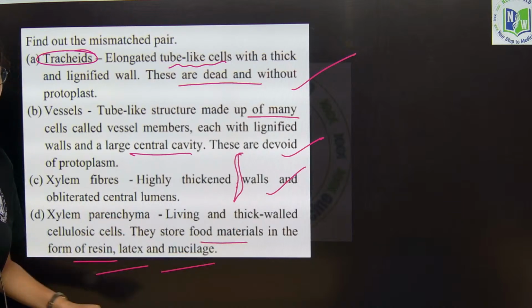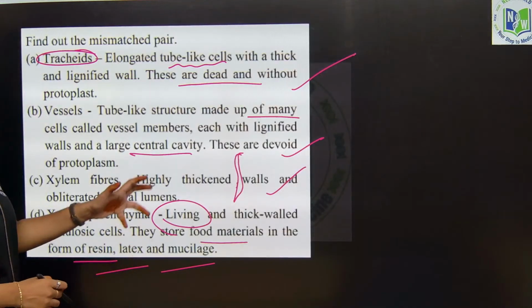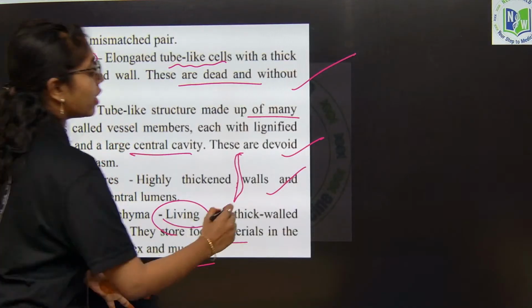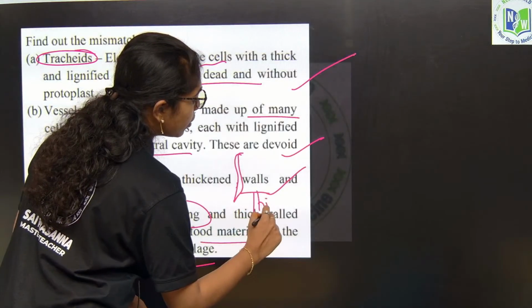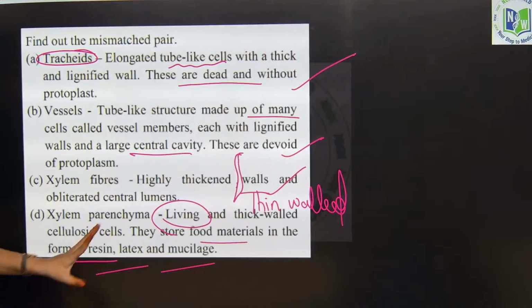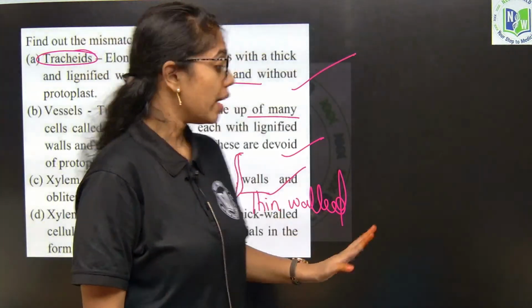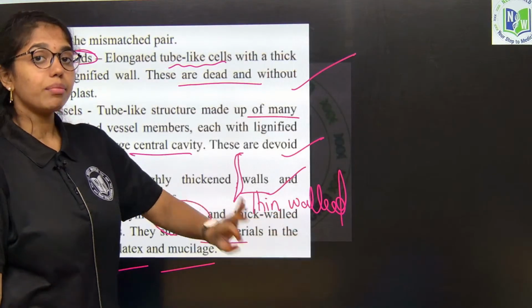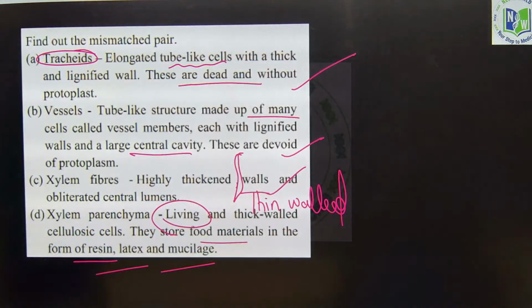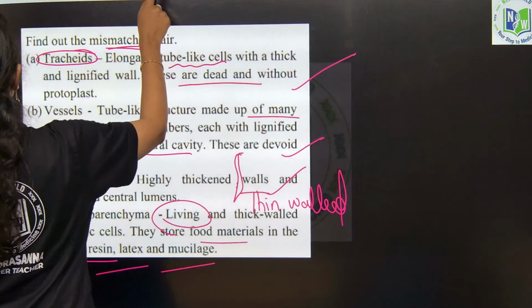Look at the statement once again. They are living and thick walled cellulosic cells, they are saying. It is not thick walled, cellulosic cells are thin walled and living. All the rest of the three, they have what? Thick and lignified cell walls. Whereas xylem parenchyma has thin and cellulosic cell walls. So, here option D will be the right answer, that is the mismatched pair. Good. Next question, look into it.